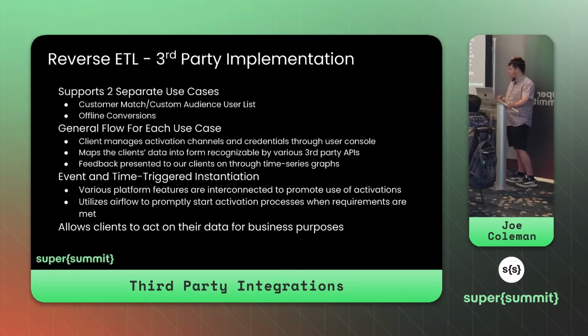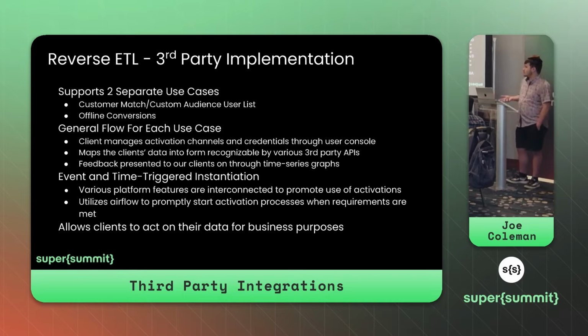And then once these activation channels are created, it maps the client's data into a form recognizable by these various third-party APIs. Just going through documentation, you can figure out how they want the list of hams or list of mates, and what other parameters you would put when you're creating these segments. And then our console has feedback presented to our clients through time series graphs. So each day you can just see how many records were sent for each activation job.